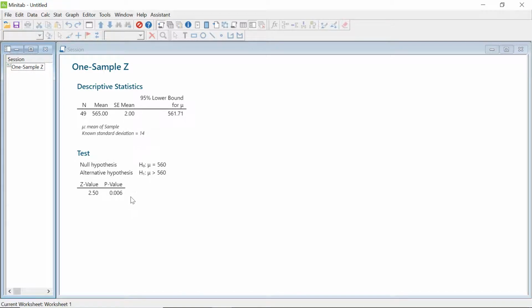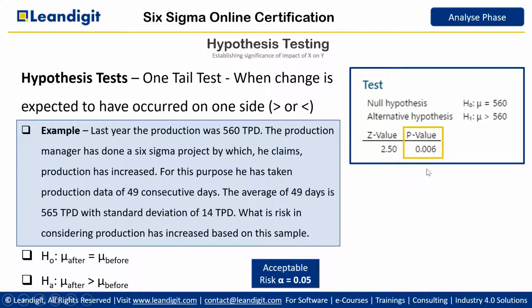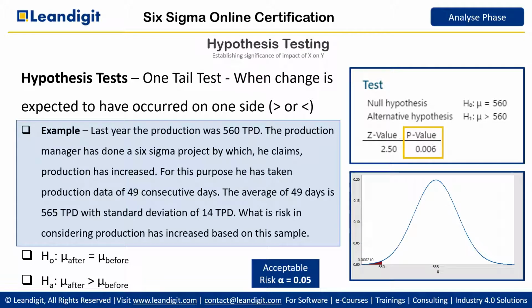We get our p-value as 0.006. That means the risk in considering that the change has happened is 0.006. Our maximum acceptable risk is 0.05, which is obviously more than 0.006, and since p-value is less than alpha, we consider the change has happened and we reject the null hypothesis. Pictorially, the percentage chance, or probability, that we can have production of the population still less than 560 is 0.006 to 1, which is quite small compared to the acceptable risk.